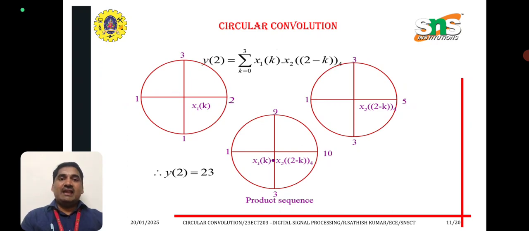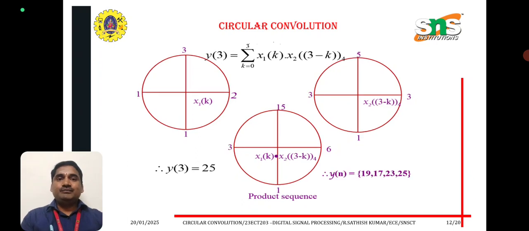Similarly, y of 2 is equal to summation k is equal to 0 to 3 x1 of k into x2 of 2 minus k. There is no change in x1 of k. x2 of 2 minus k is obtained from x2 of 1 minus k by shifting by one sequence in the anti-clockwise direction. We get the output as y of 2 is equal to 2 into 5, 10, 3 into 3, 9, 1 into 1, 1, 1 into 3, 3. 10 plus 9 is 19, plus 1 is 20, plus 3 is 23. y of 2 is equal to 23.